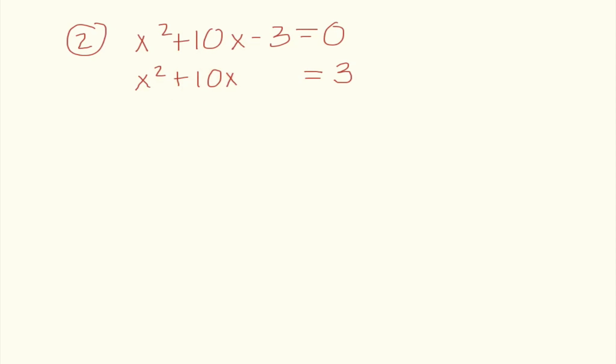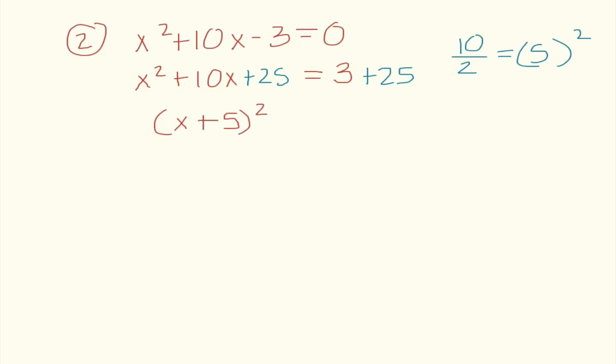So I'm going to take this 10, divide it by 2, and square it. So I get 25. So I know I need to add 25 to both sides. Now I'm going to factor, and this actually becomes x plus 5 squared. This plus 5 is half of that middle coefficient, equals 28.